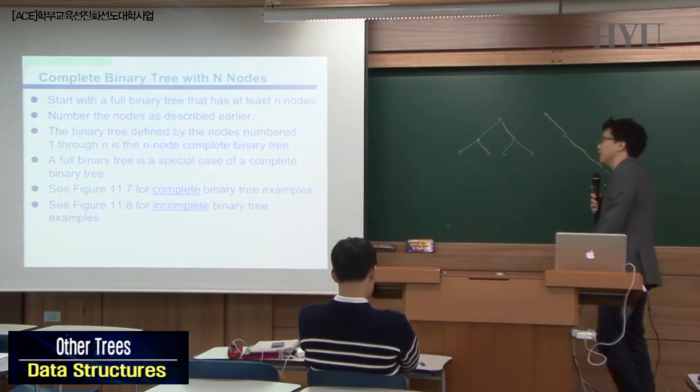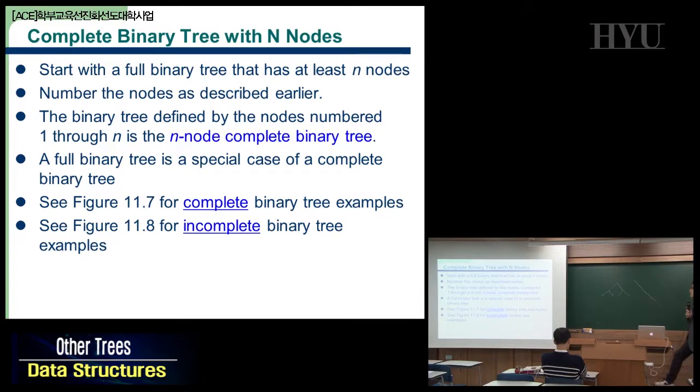Complete binary tree with n nodes. Start with a full binary tree that has at least n nodes. Number the nodes as described earlier, top to bottom, left to right. The binary tree defined by the node numbers 1 through n is the n-node complete binary tree. Everything has a number in it, so it has n numbers. That's a complete binary tree. A full binary tree is a special case of a complete binary tree.